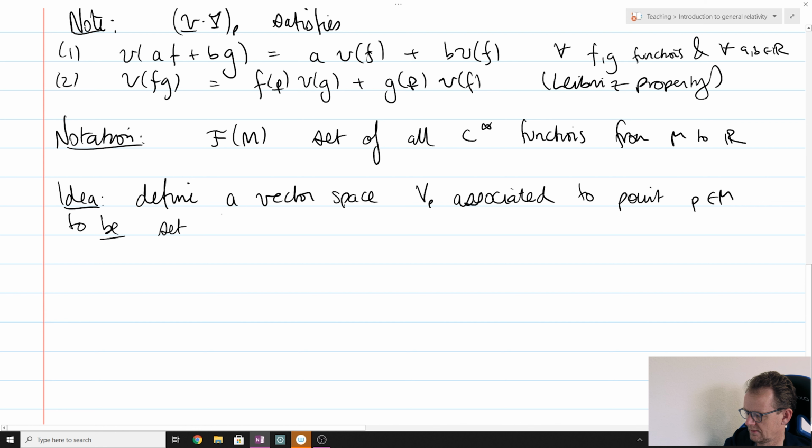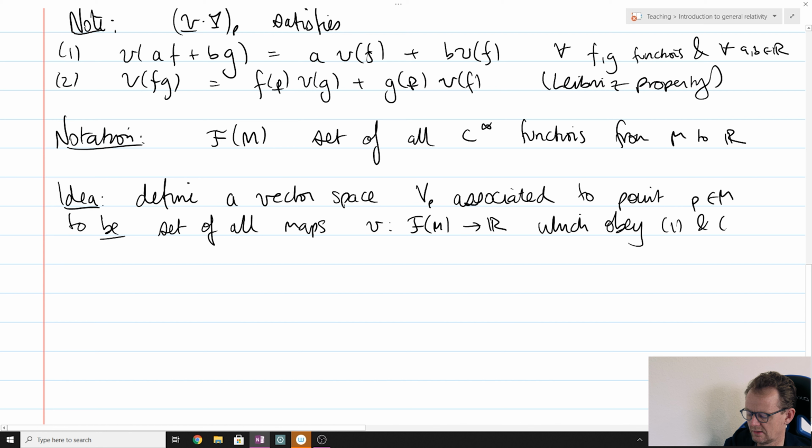And how do we define a directional derivative on a manifold? Well, we just take these two properties that are highlighted above, 1 and 2, and declare such maps to be directional derivatives. So we define a vector space V_p associated to a point p in a manifold M to be the set of all maps which go from the space of C infinity functions on M to R which obey these two properties, 1 and 2.